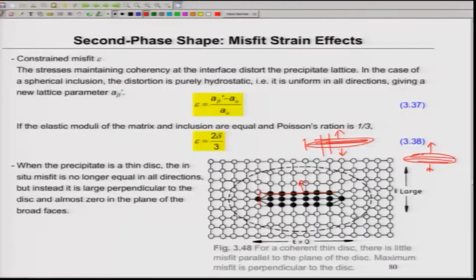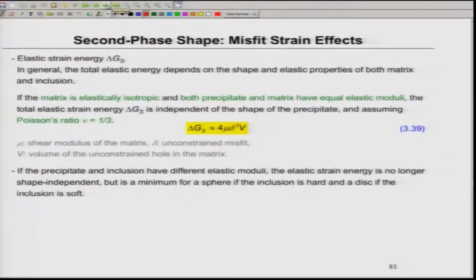That is what you see here. The distortion along these lines is lower than along these lines. That is what it says. That is what actually dictates the precipitate shapes to be a disk. So, therefore, we have to take into consideration these misfit strains if we want to really know the exact shapes.